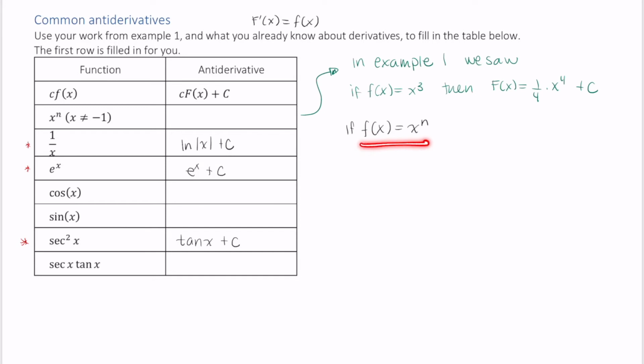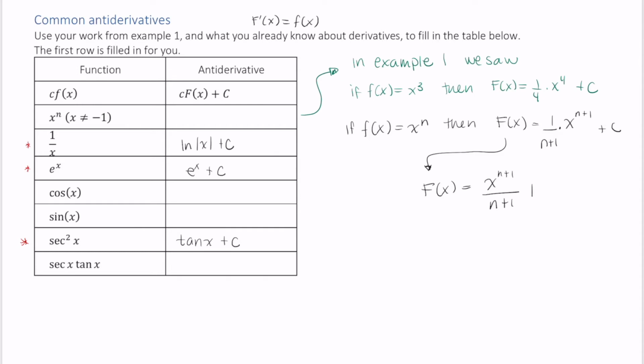So if little f equals x to the n power, then we know that big F of x has to equal x to the n plus 1 power, and we need to multiply by 1 over this number, so the reciprocal of that exponent, plus c. And a more concise way to write this without taking up so much space is just writing it as x to the n plus 1 power divided by n plus 1 plus c. So that's our antiderivative that will go here in the table.